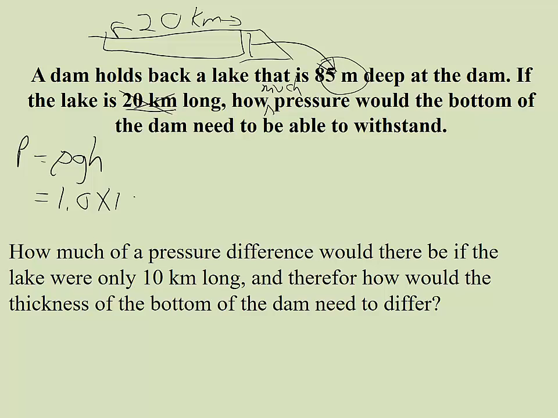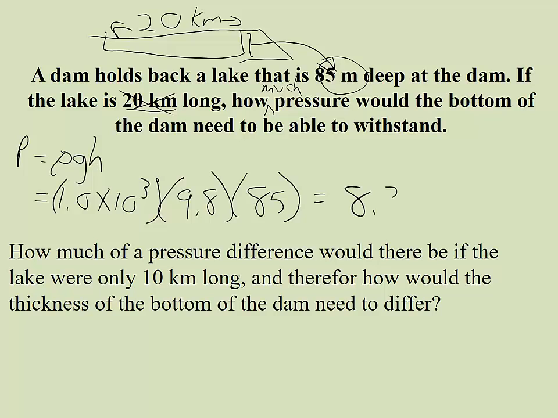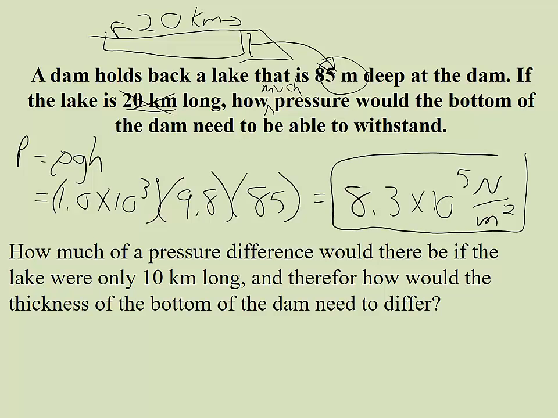So 1.0 times 10 to the third times 9.8 times 85 means that the bottom of this dam needs to be able to withstand about 8.3 times 10 to the fifth newtons per square meter. That's an awful lot of pressure.